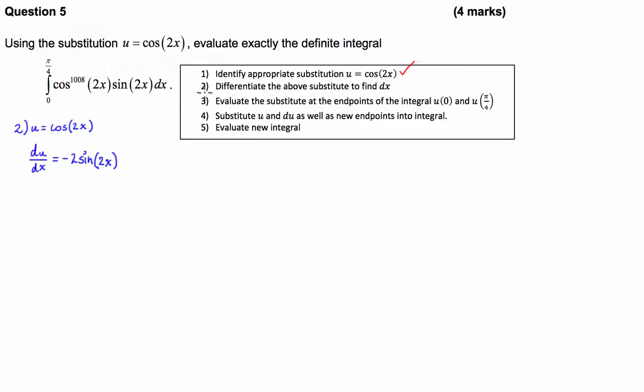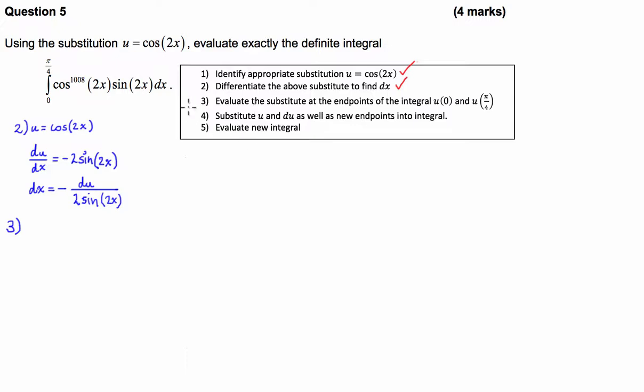So step 2 asks us to differentiate our substitute, but we have to find dx. The reason we're going to do this is because we're going to need to substitute in for dx in our integral. So we're going to have to evaluate this in terms of du. So we're going to take dx to the right hand side and negative 2 sine of 2x to the left hand side. Cool, so now we have our substitute for the dx part of this large integral here. And with that, we have finished step 2.